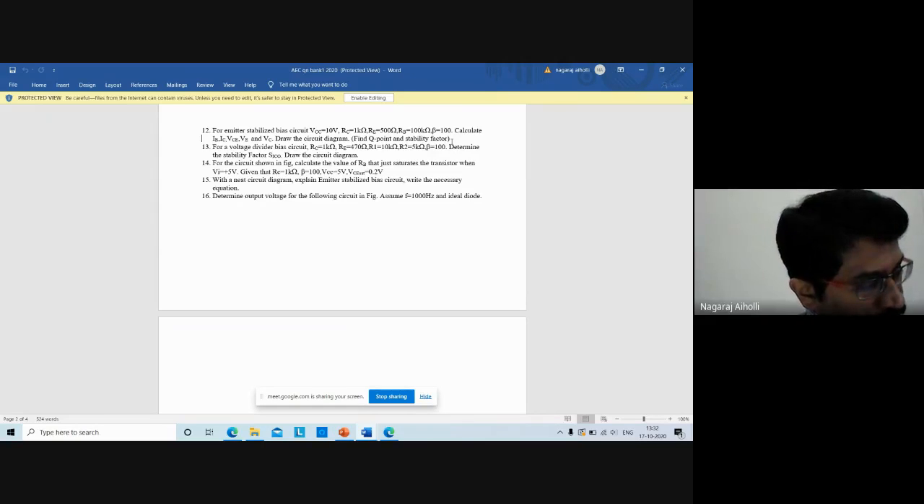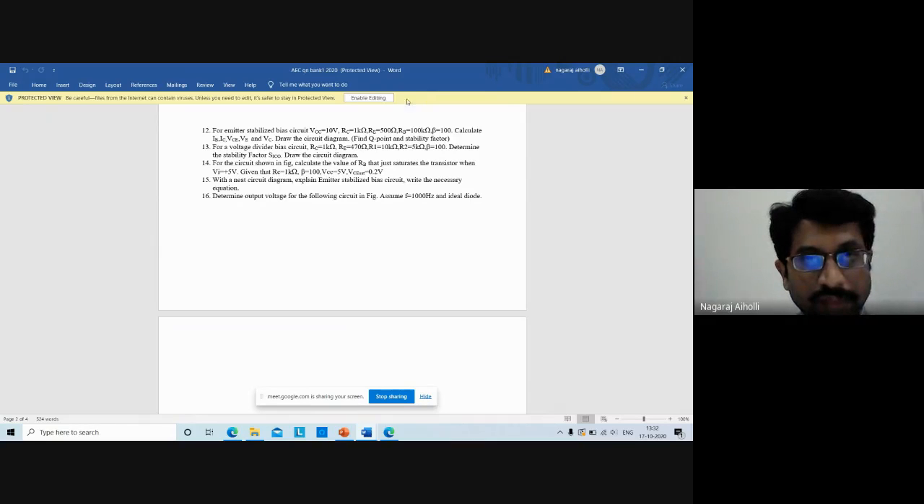Next, question number 13, for a voltage divider bias circuit. RC is given, RE is given, R1 and R2 are given, and beta is given. Determine the stability factor S of ICO. You also have to draw the circuit diagram of the voltage divider bias circuit. What is the equation for S of ICO for the voltage divider bias circuit?